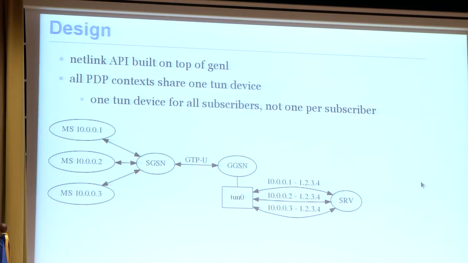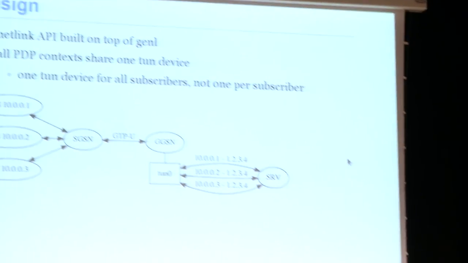Yeah. Also, it doesn't make sense. If you have a million subscribers, you don't want a million TUN devices on your Linux box. You just have one device to route all the traffic to, and then everything coming into that device gets mapped, based on the IP address, to the PDP context it belongs to, and then forwarded through the correct tunnel to the respective subscriber.